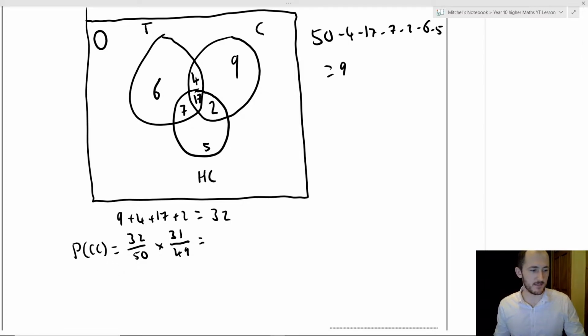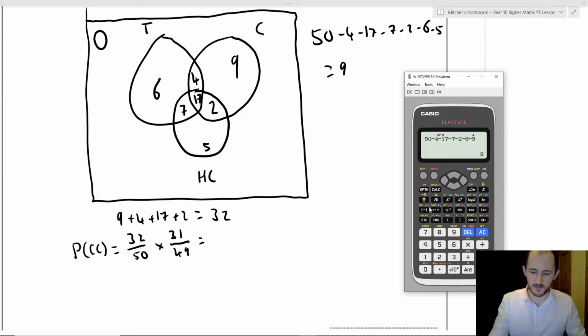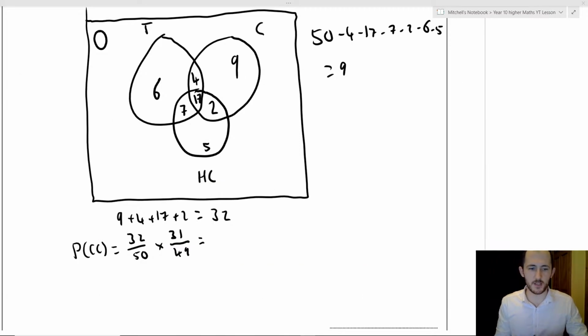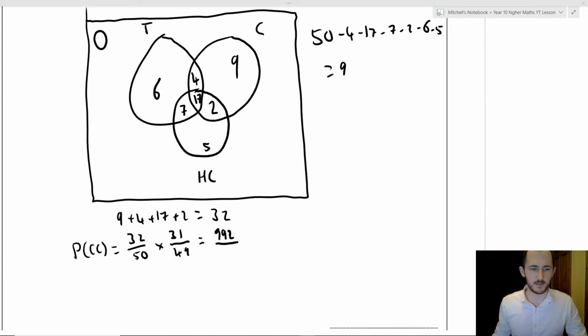Okay, and once again, should be a calculator paper question, but if it's not, it doesn't matter. 992. You can do this by hand, I know, but I don't think you want to watch me just do like, you know, column method multiplication. So 2,450. And that is 5 marks.